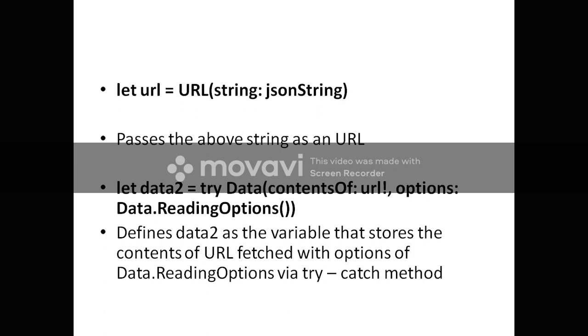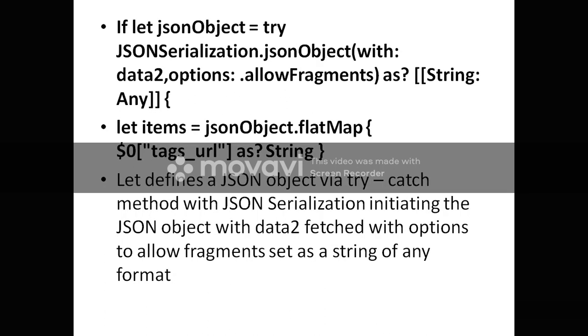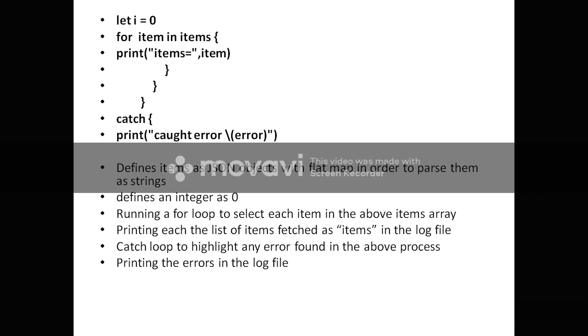Reading options via try catch method. The above code defines a JSON object via try catch method with JSON serialization, initiating the JSON object with data to fetch with options to allow fragments, such as set as a string of any format. The above code defines items as JSON objects with flat map in order to pass them as strings.